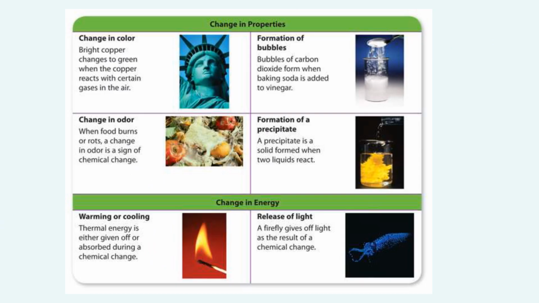In this page, we have examples of changing color, like changing from green to blue or a change to another color. A formation of bubbles, the carbon dioxide bubbles, a change in odor, okay, the food burning or changing, is a sign of a chemical reaction. Formation of a precipitate, that is, a solid formed, warming or cooling, releasing of light.